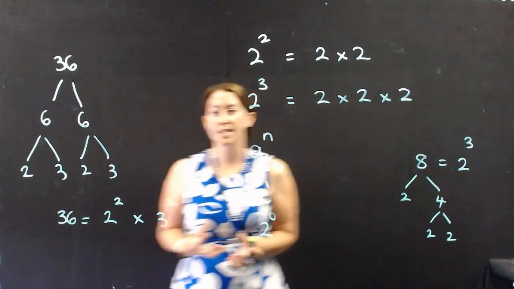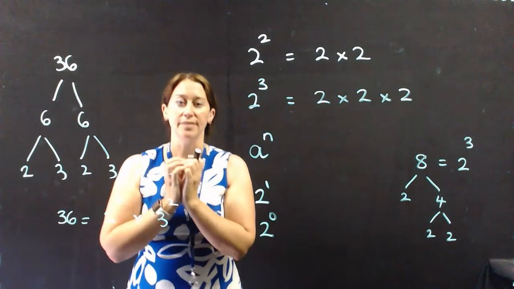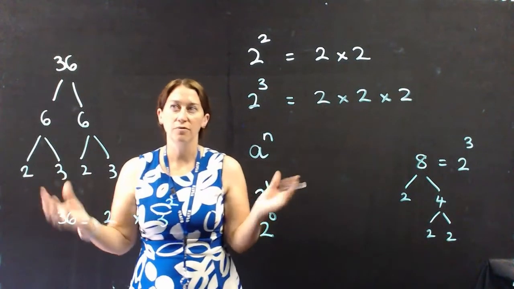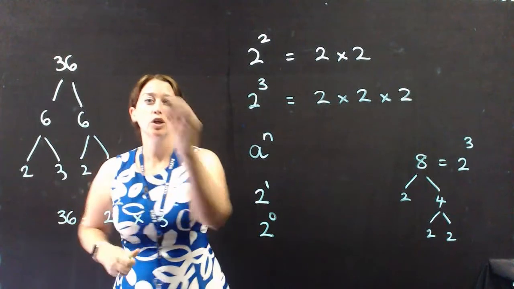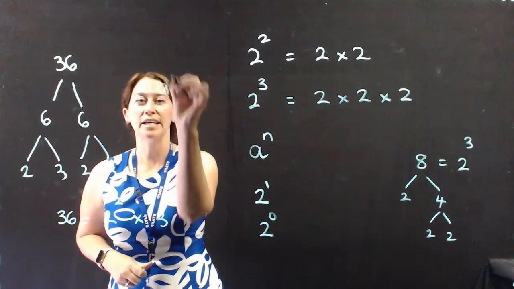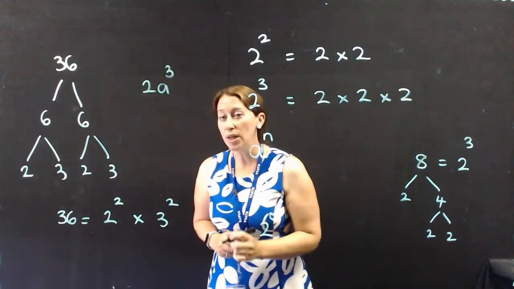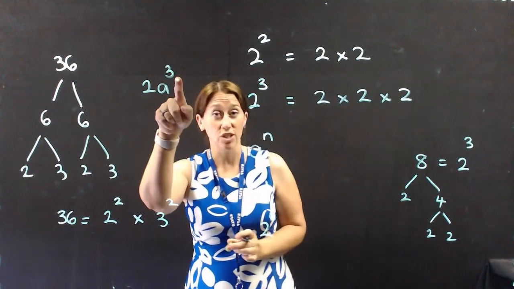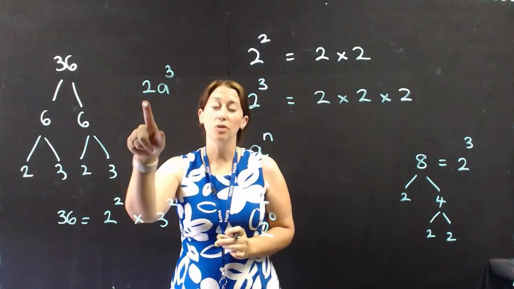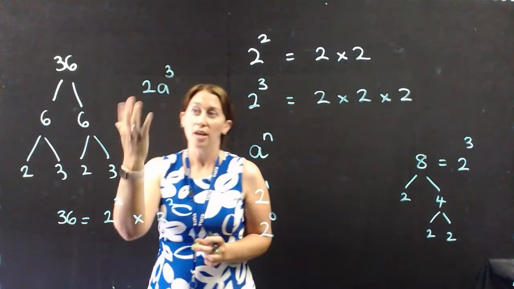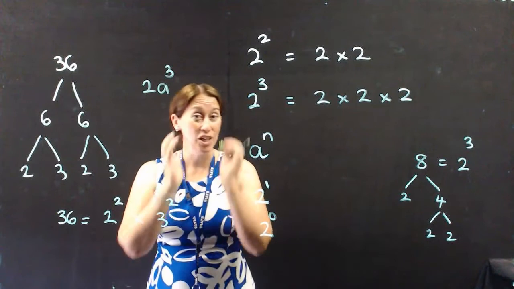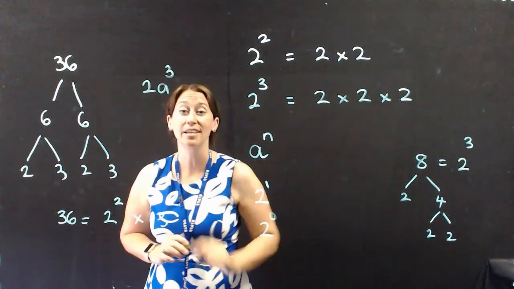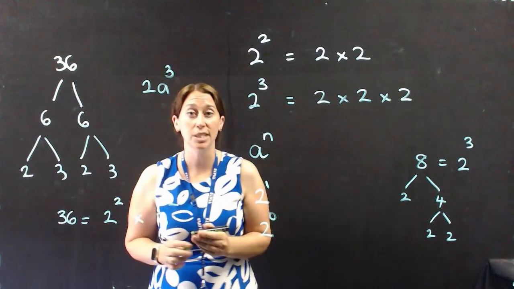It's important to understand that only the base has the power with it, unless it's within some brackets. So for example, if we have 2a cubed, the only base here that's attached to the 3, which is the index, is a. 2 is what we call a coefficient. That means 2 is multiplying by a cubed, but 2 is not cubed, only the a, because a is the base in this case and 2 is the coefficient.